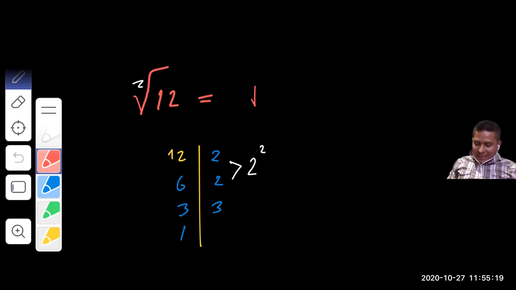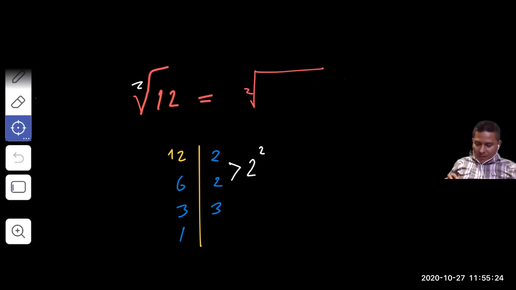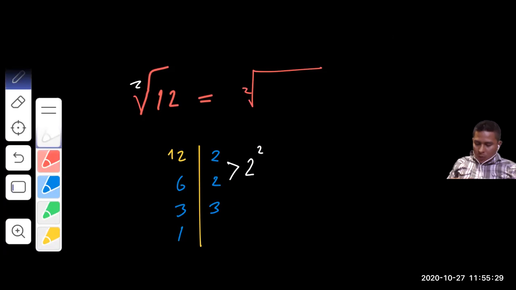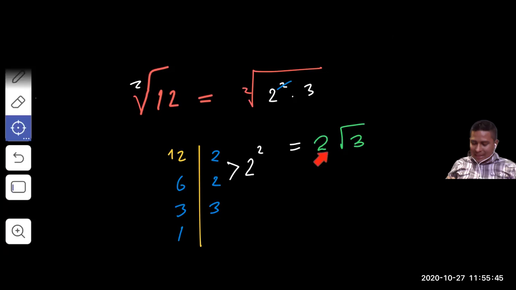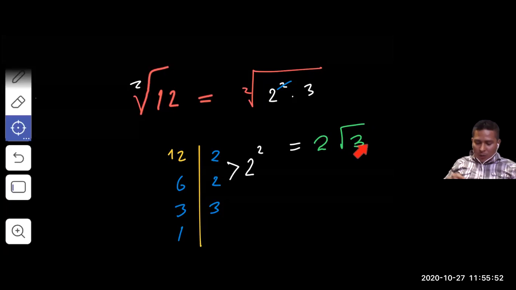Okay, let's represent this again. Instead of having a 12, I'm going to have 2 squared times 3. Let's put it: 2 squared times 3. I'm doing it step by step, guys, right? Since we have the same index and the same exponent, we can take that out. And what do we get? 2 square root of 3. The 2 is going to be out of the radical, and the 3 is going to remain inside of it. Okay, 2 square root of 3.